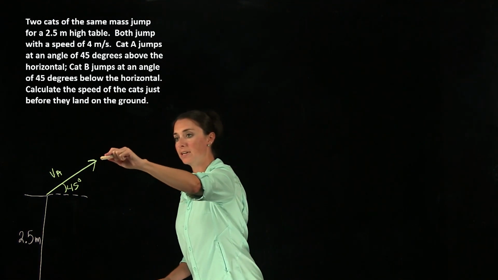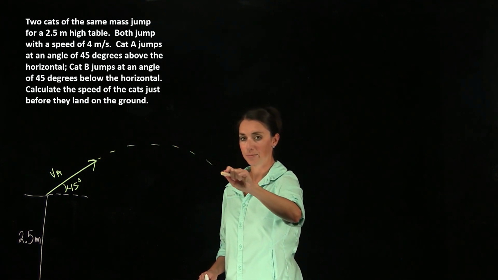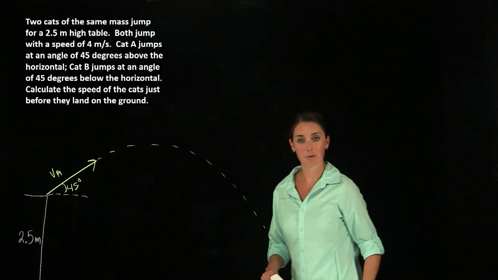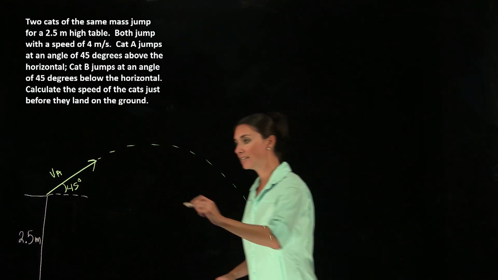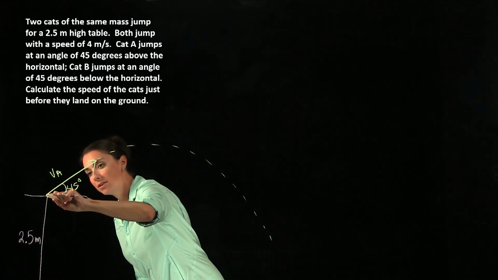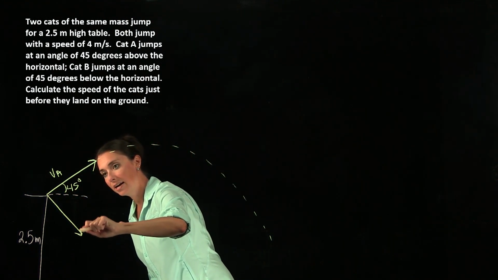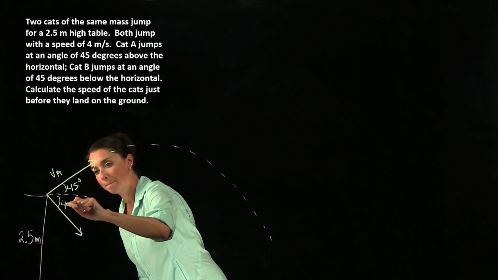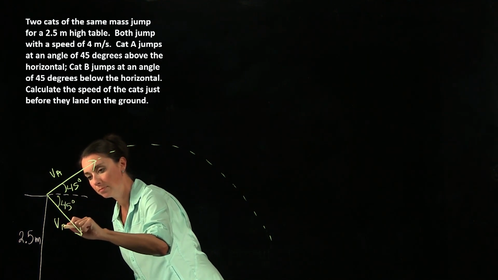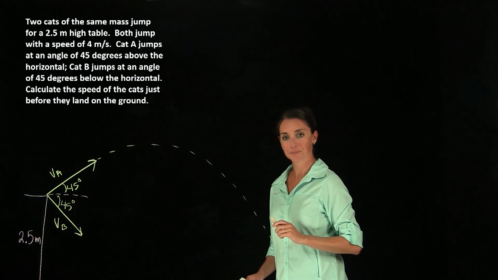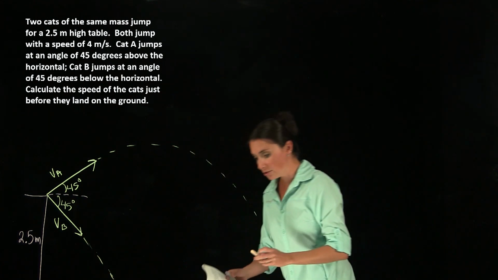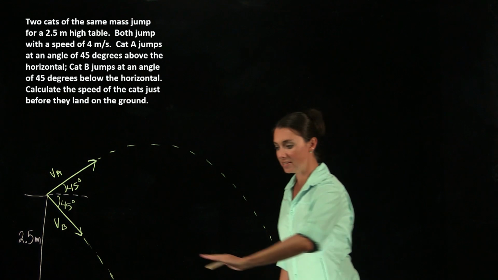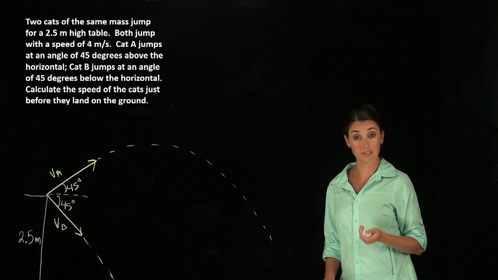And it'll jump up and then ideally come back down. Looks a whole lot like a projectile motion problem, right? And then cat B is going to jump downwards at an angle of 45. So there's our B velocity. That one's going to go something like that. So the goal is to figure out at these landing points what their speeds are.